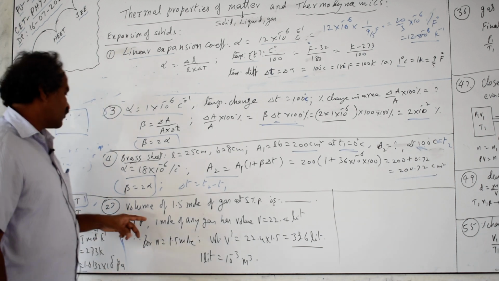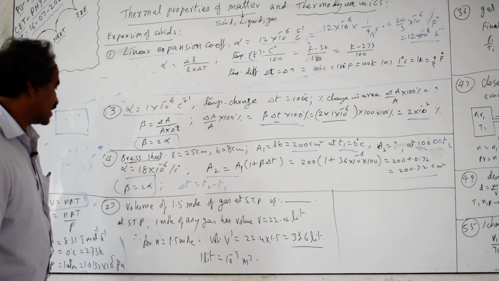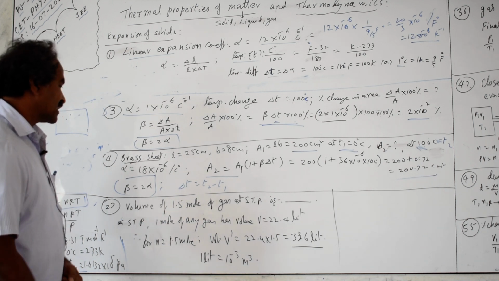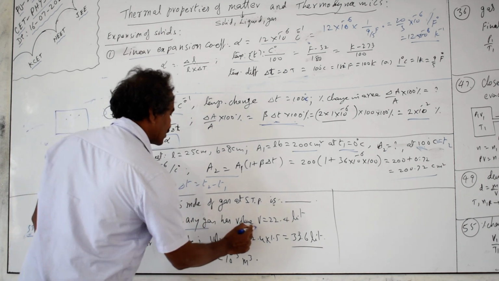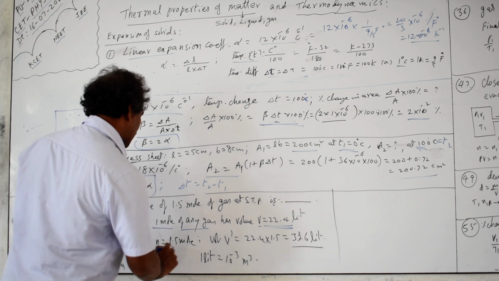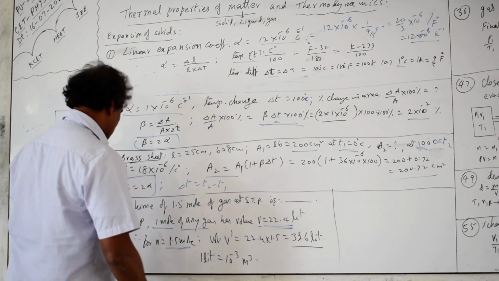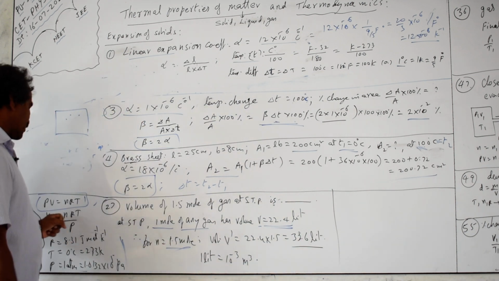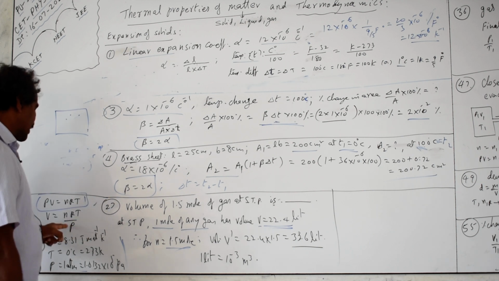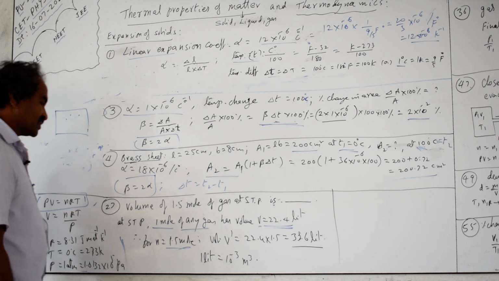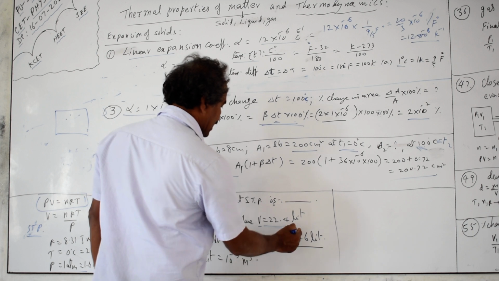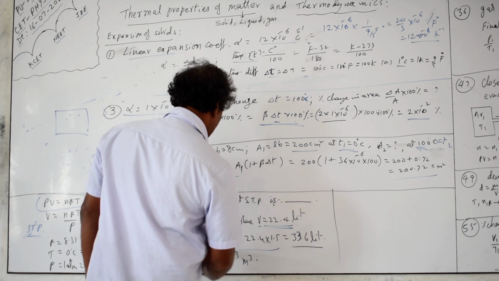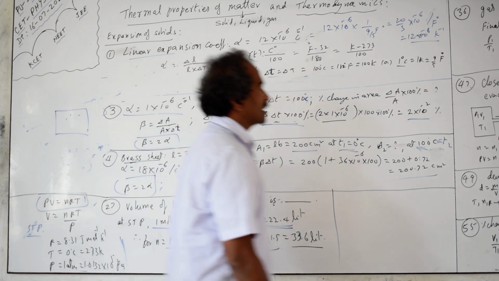Okay, next: volume of 1.5 moles of gas at STP is how much? According to Avogadro's law, 1 mole of any gas occupies a volume equal to 22.4 liters. But now you have 1.5 moles. We calculate volume equal to nRT by P. For 1 mole, you get 22.4 liters, and for 1.5 moles, just multiply by 1.5, and the result is 33.6 liters. If they ask in cubic meters, 1 liter is 10 to the power of minus 3 cubic meters.